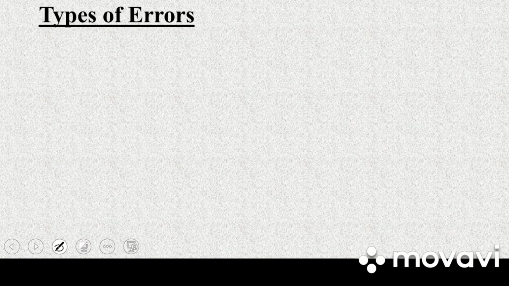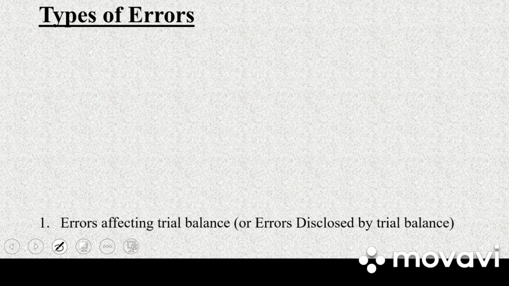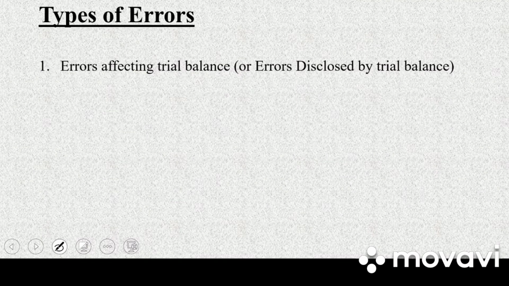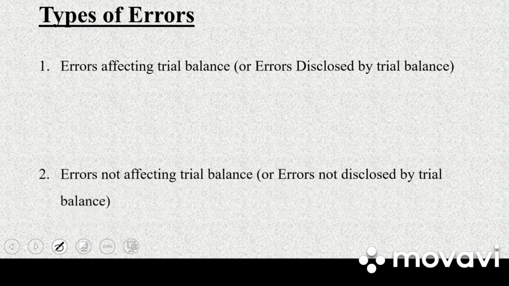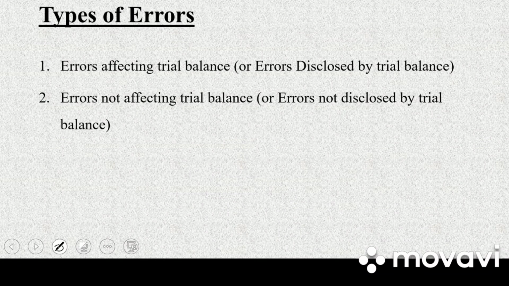Take down the next side heading, types of errors. Under that we have two types of errors, that is errors affecting trial balance or errors disclosed by trial balance. Second, we have errors not affecting trial balance or errors not disclosed by trial balance. So first let's see what is errors affected by trial balance. When the trial balance does not tally, it will indicate that certain errors have been committed which have affected the agreement of trial balance. This is known as errors affecting the trial balance.